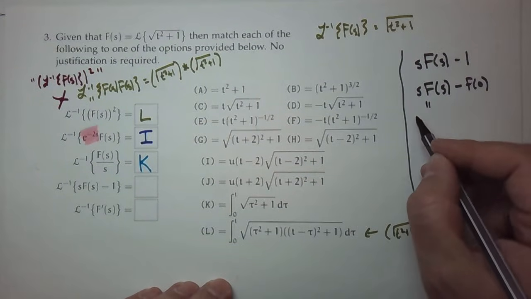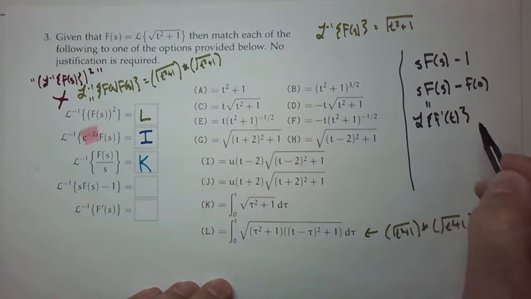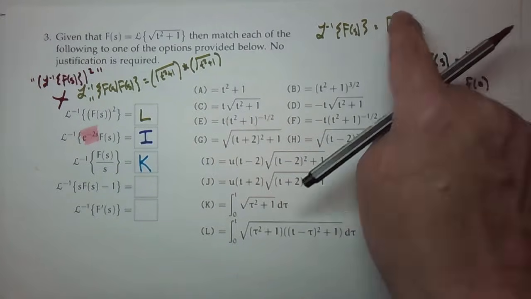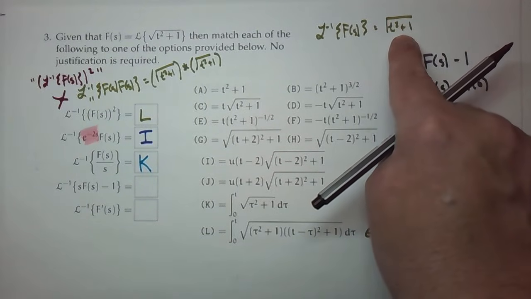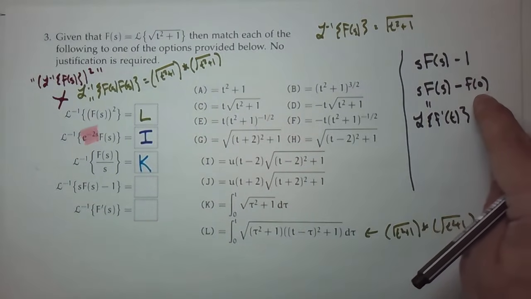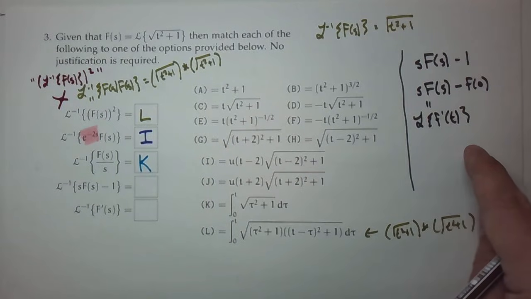So this is the Laplace transform of f prime. The Laplace transform of f prime of t is s F of s minus f of 0. That's on the formula sheet. Now, look at the function. Our function here is square root of t squared plus 1. When you plug in 0, what do you get? You get 1.